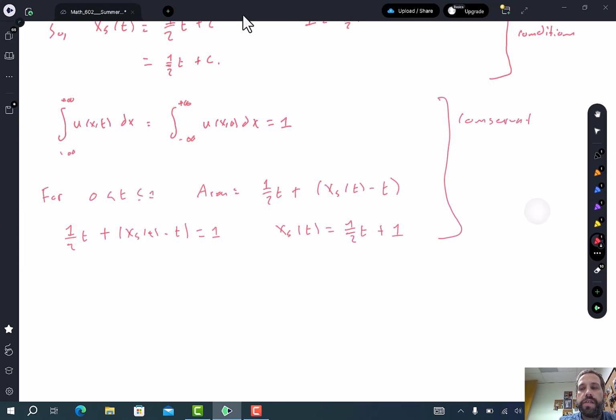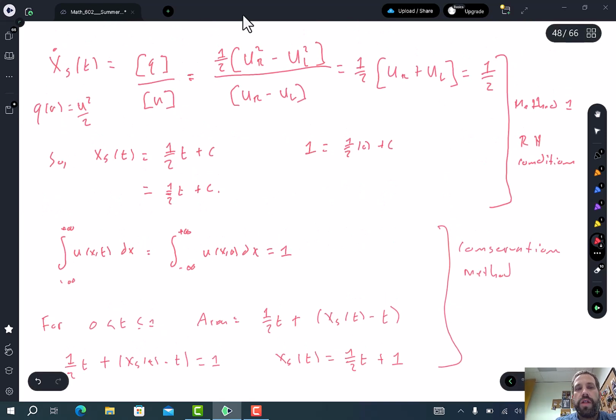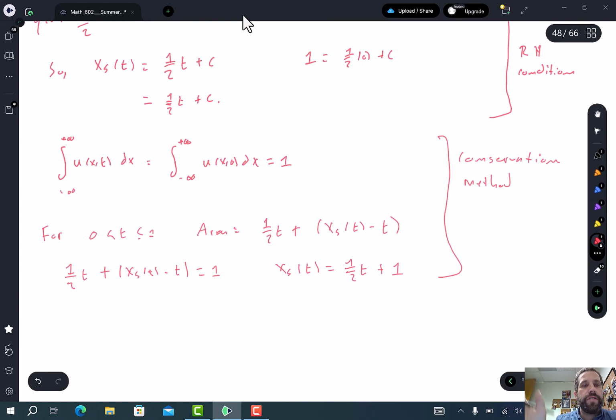So I'm calling this the conservation method. But observe that this method up here also relies on conservation. If we start with a function that is compactly supported, this method works. I think this method is a little easier to use, but the right-hand side of the PDE has to be 0 to use this method. And also the initial integral has to be finite.